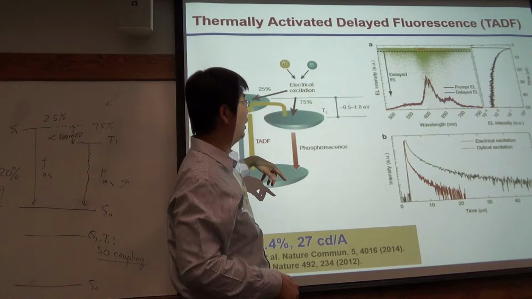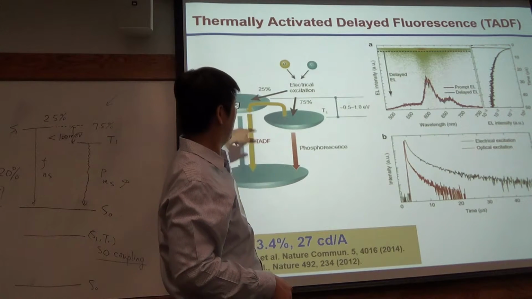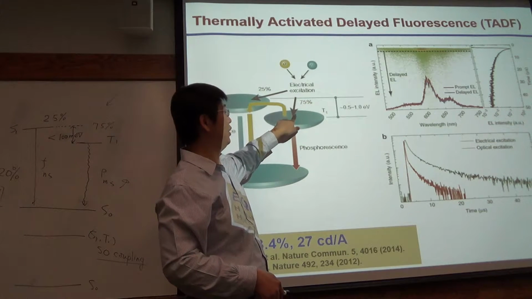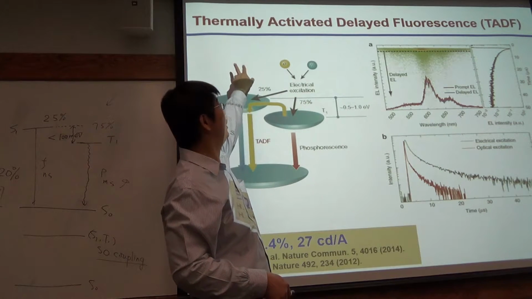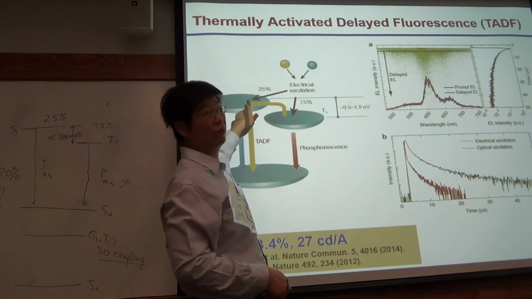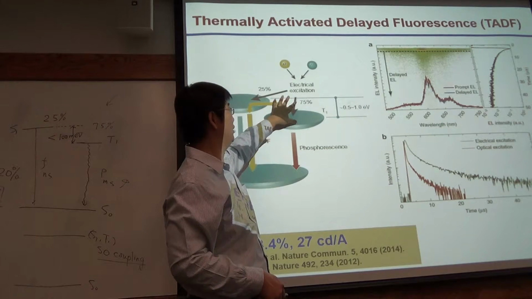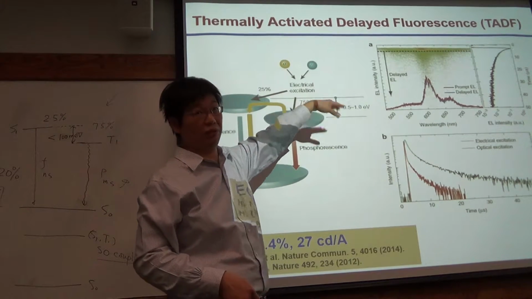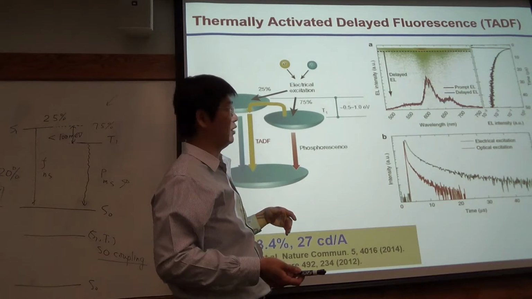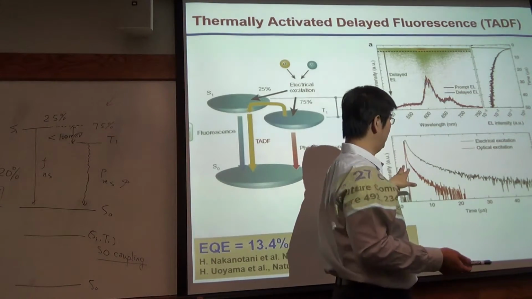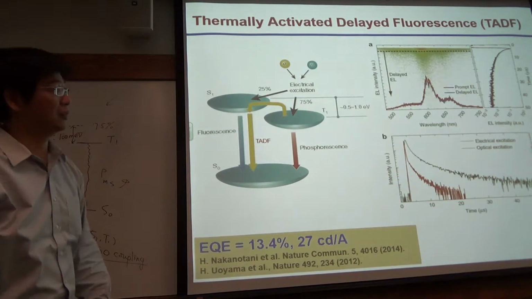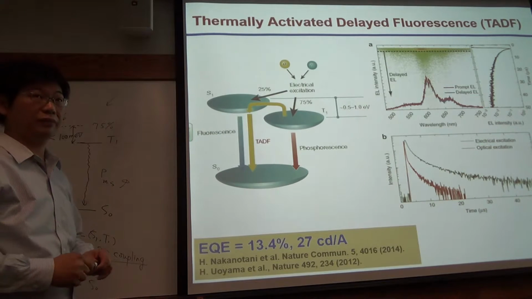But there are some excitons stored here. So they will be thermally activated because of thermal energy, so they can go back to the fluorescence. But that is very slow, so we say it's a delayed fluorescence. Remember that we say the fluorescence is very, very fast, nanosecond. But for this one, it's a delayed fluorescence up to maybe microsecond. Okay?